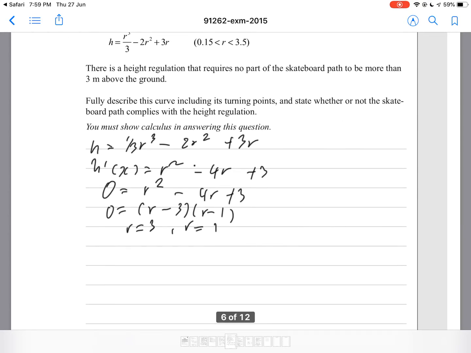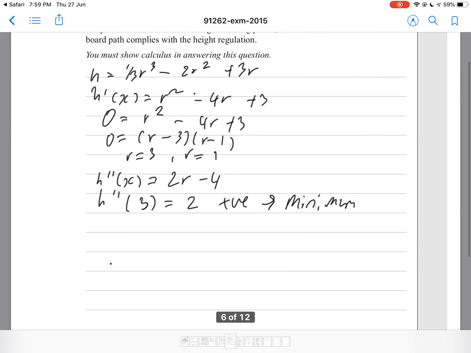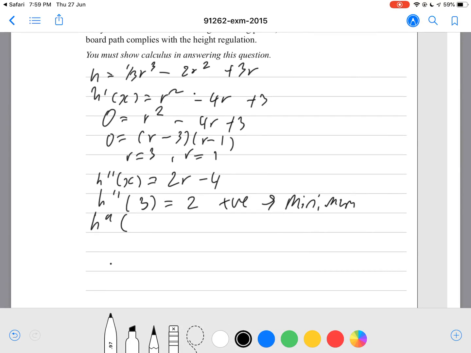We've got to do our second derivative test to see which one is a maximum turning point and which one is a minimum turning point. The second derivative, h double dash of r, equals 2r minus 4. h double dash of 3 gives us 2. This is positive, therefore this is the minimum. h double dash of 1 gives us negative 2. This is negative, therefore this is the maximum.